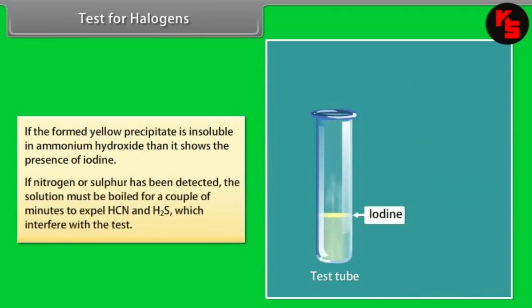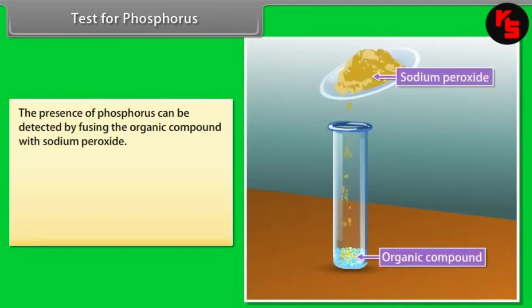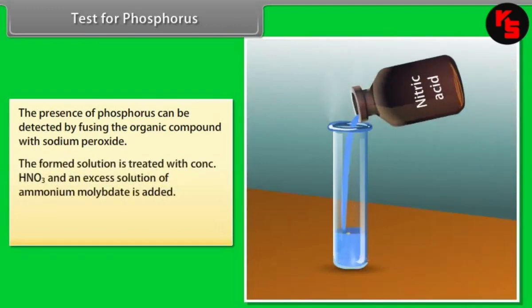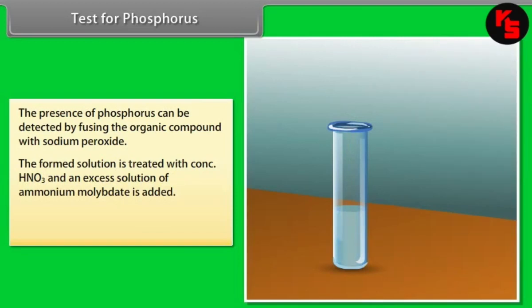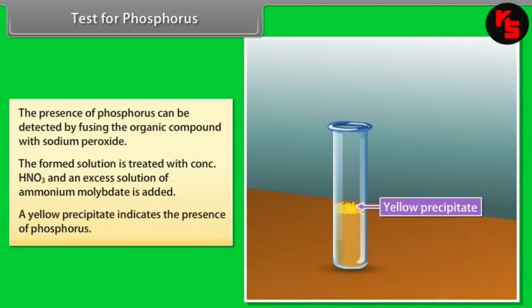If nitrogen or sulfur has been detected, the solution must be boiled for a couple of minutes to expel HCN and H2S, which interfere with the test. Test for phosphorus. The presence of phosphorus can be detected by fusing the organic compound with sodium peroxide. The formed solution is treated with concentrated HNO3 and an excess of ammonium molybdate solution is added. A yellow precipitate indicates the presence of phosphorus.